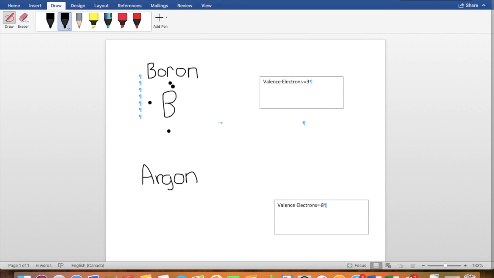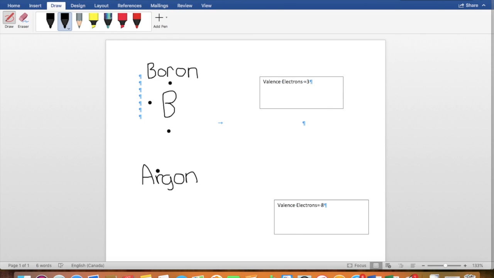Now, when writing the dots, you have to follow a certain order. So the first dot would be above the element symbol at the top, then the second dot would be at the bottom, then the third dot to the left, and if boron were to have a fourth valence electron, it would go to the right, and then back up to the top, and then clockwise around.